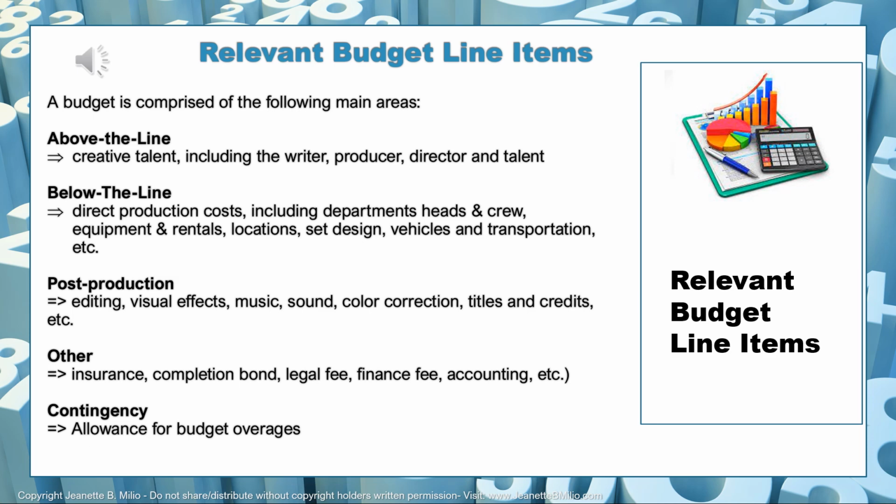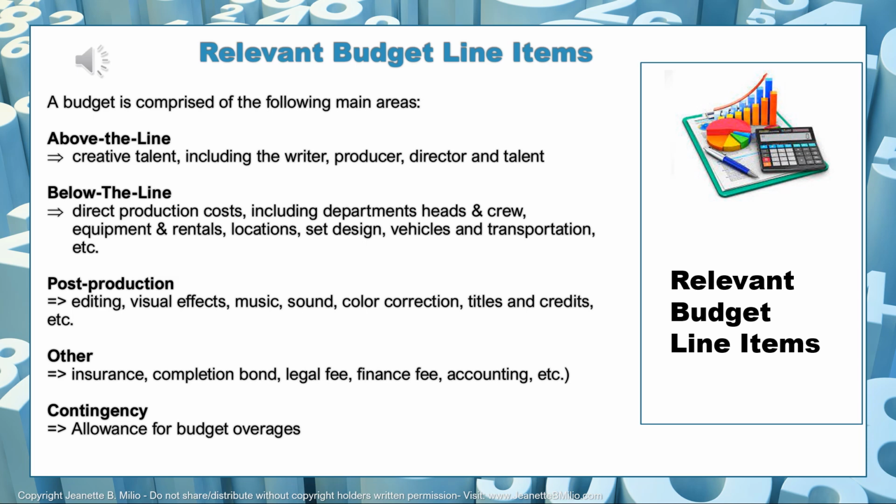The below the line are direct production costs, including department heads, crew, equipment and rentals, locations, set design, set build, vehicles, transportation, and location permits, and so forth. Post-production often deals with costs related to editing, visual effects, music, sound mixing, color correction, titles, credits, and more. Other is a summary for insurance, completion bond costs, legal fees, finance fees, accounting, etc.